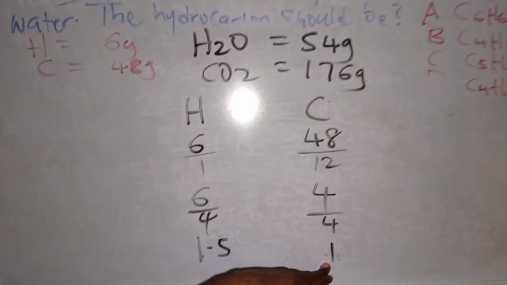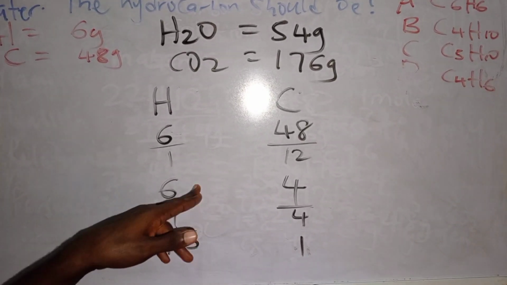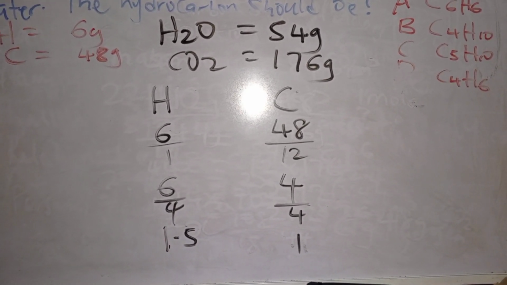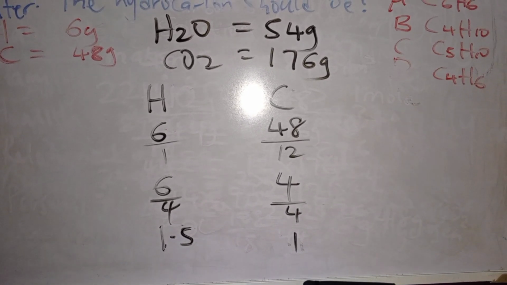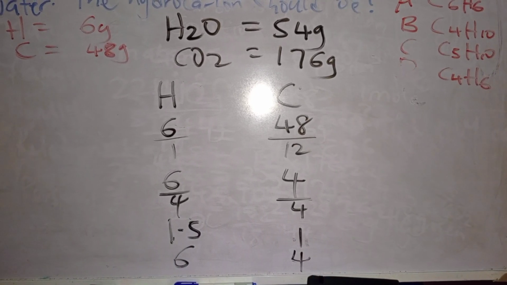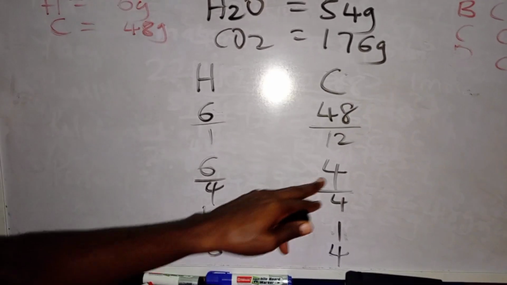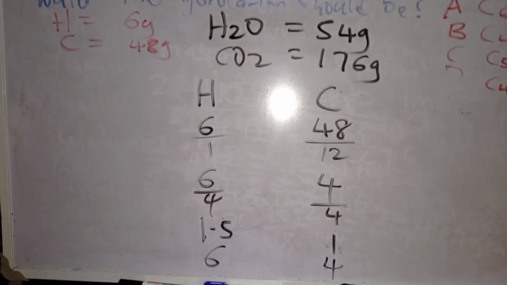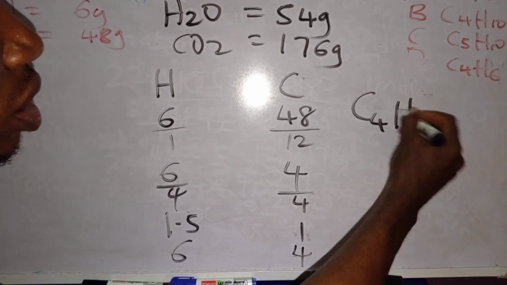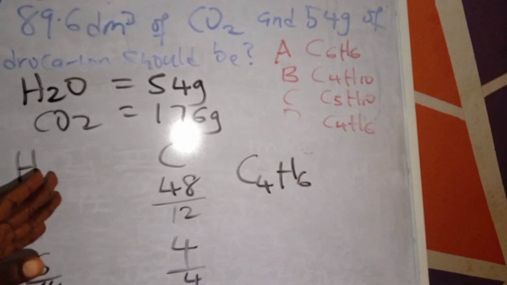And returning this to the nearest whole number that we can get, you will observe that we still get back 6 and 4, because the most convenient nearest whole number we can return this to is by multiplying both sides by 4. When we multiply here by 4, we have our 6, and when we multiply here by 4, we have our 4. Mind you, I just have to do this so that you will bear it in mind that sometimes the nearest whole number will not return you back to this. Alright, our empirical formula is now C4H6, and this is the simplest formula of the compound.